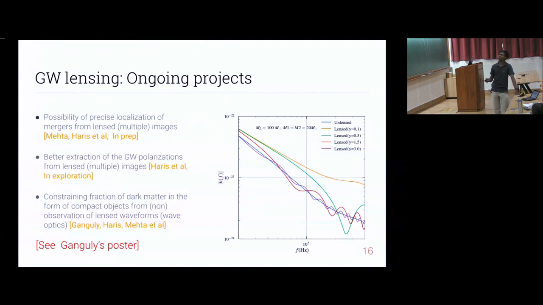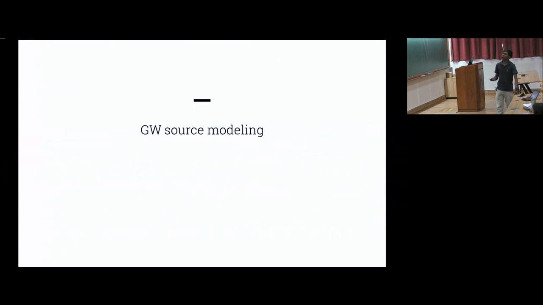If we search for such lensed events and compute the rate of such events, then we can use that to put a constraint on the dark matter fraction in the form of compact objects. This work is in progress, and you can see Pradim's poster for more details. The last part is gravitational source modeling.